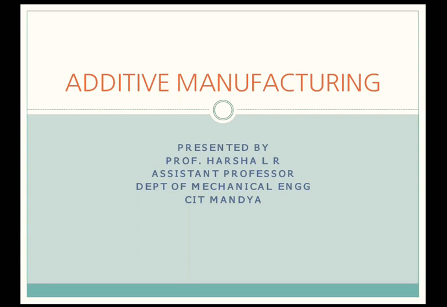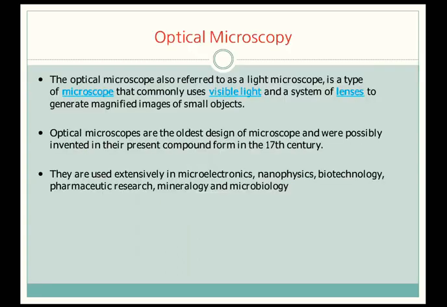Dear students, today we shall discuss the topic called optical microscopy. This topic is in the second part of module 4. The optical microscope, also referred to as the light microscope, is a type of microscope that commonly uses visible light and a system of lenses to generate magnified images of small objects.